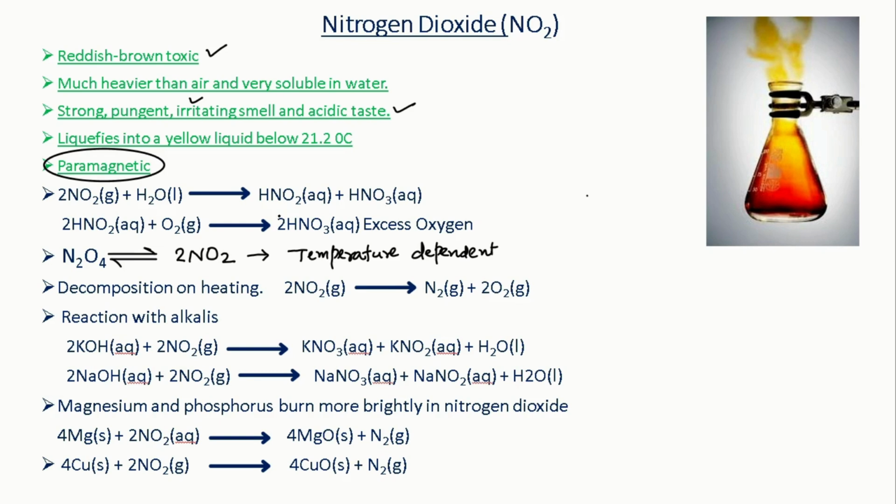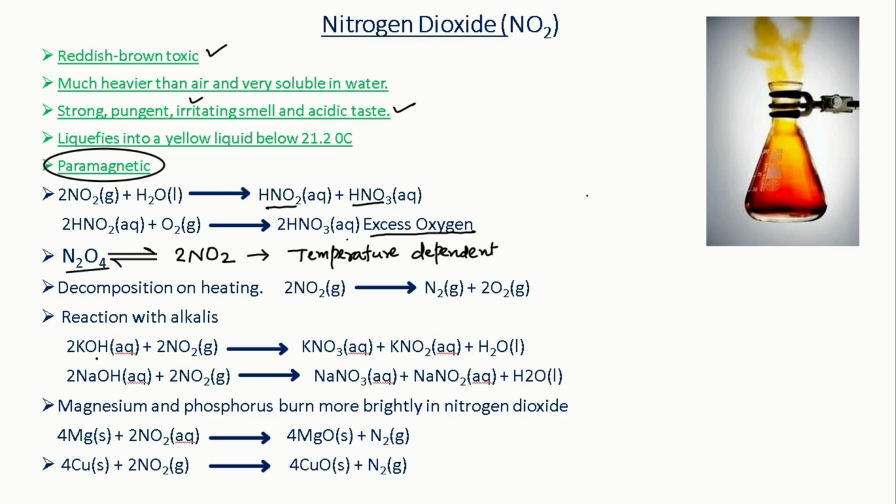It reacts with water to give nitrous acid and nitric acid. And if you react this nitrous acid further, you oxidize it. So in excess oxygen, this nitrous acid can be converted into nitric acid. It shows an equilibrium with nitrogen dioxide, and that's temperature dependent. At low temperature you will see it as dinitrogen tetroxide, but when the temperature is increased, it changes into nitrogen dioxide, and it decomposes on heating as well.